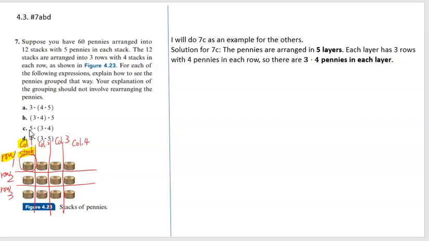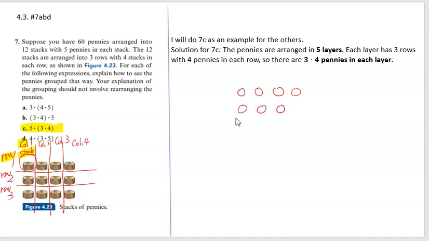Okay, so why did this person count the total number of pennies by this expression: 5 times 3 times 4? First of all, notice 5 comes from 5 layers. So what this person did is put pennies first in rows and columns.